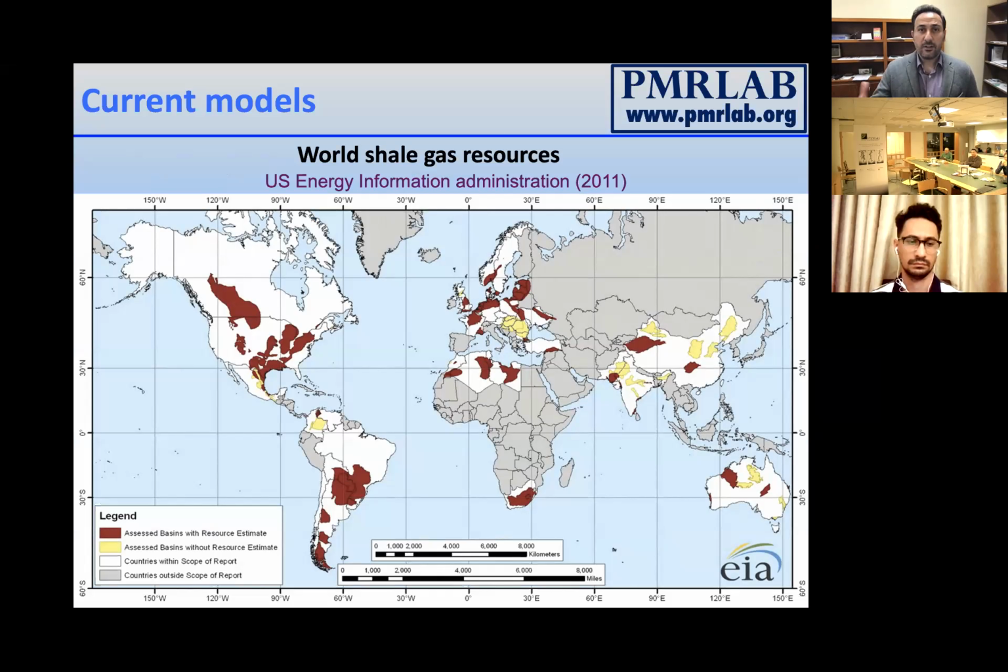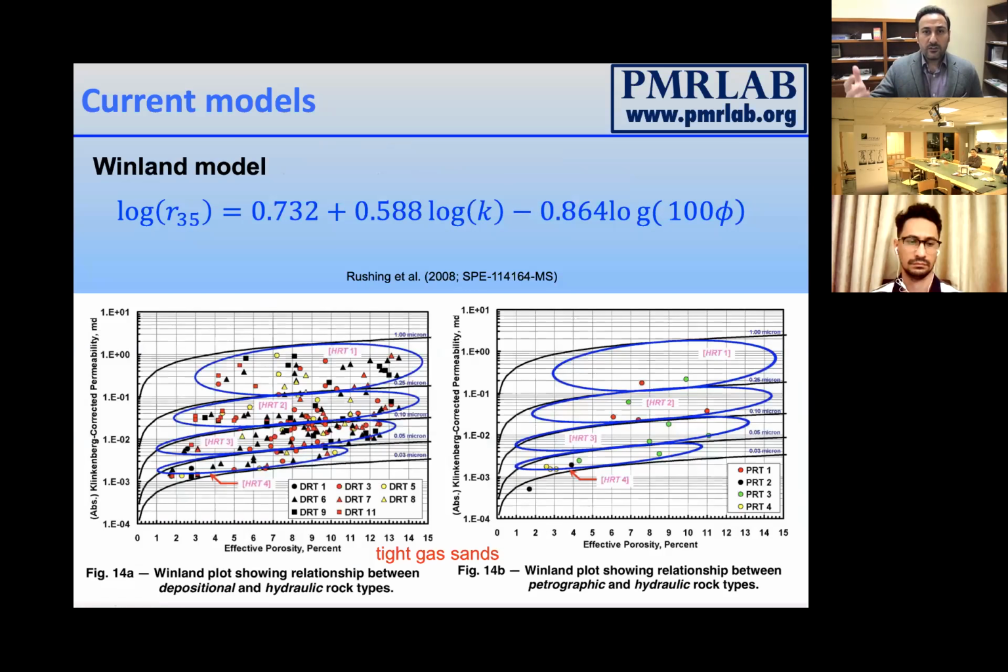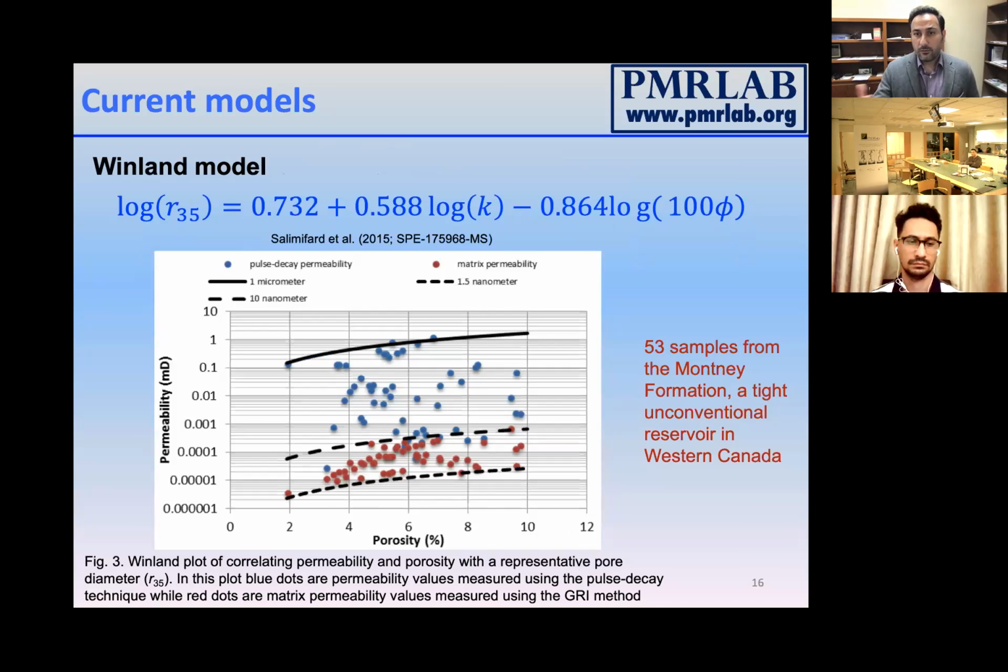These days, unconventional tight gas sandstones, shales, mudstones, and so on are being successfully explored and produced all around the world, not only in the United States. So you can actually see shale gas resources on different continents. But people have been using the Winland equation for rock typing purposes in tight gas sands. Here's one example, and here's another example for unconventional reservoirs in Canada. But the question is, is the Winland model really applicable to unconventional reservoir rocks, and more specifically, for rock typing purposes?